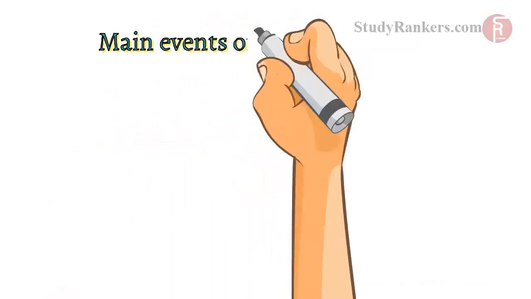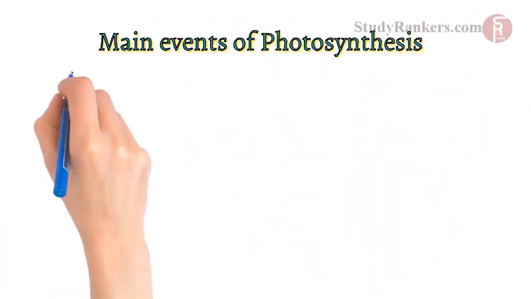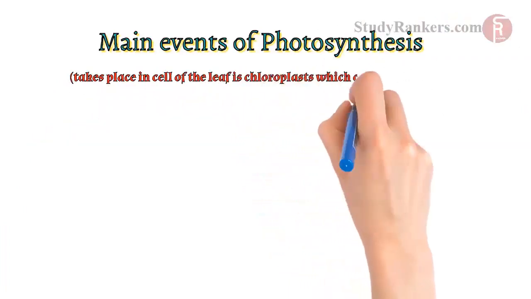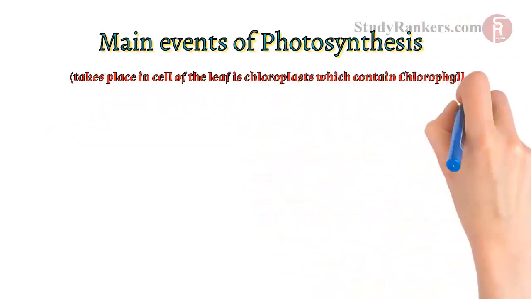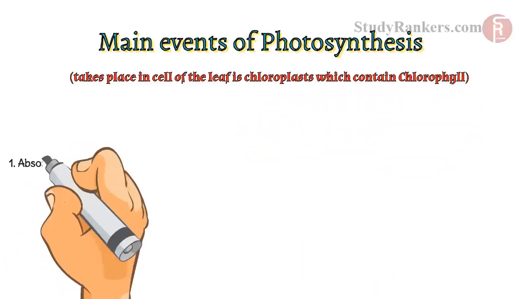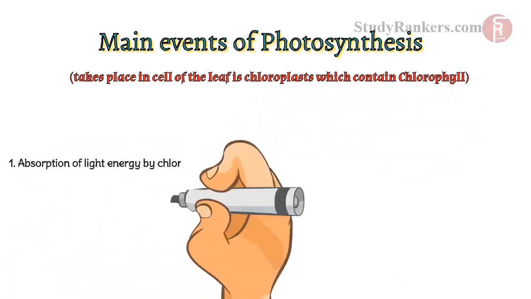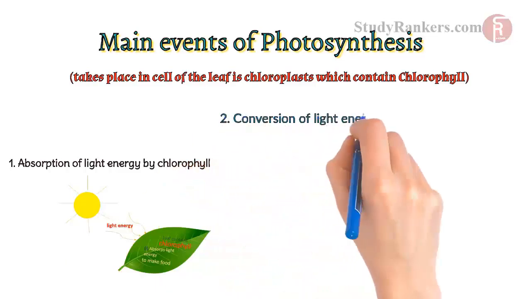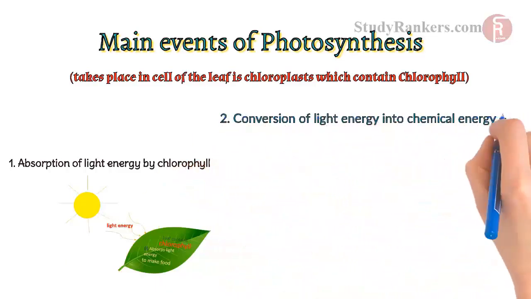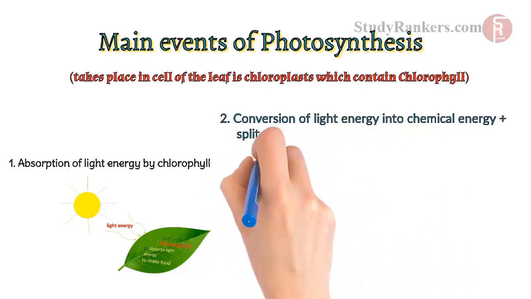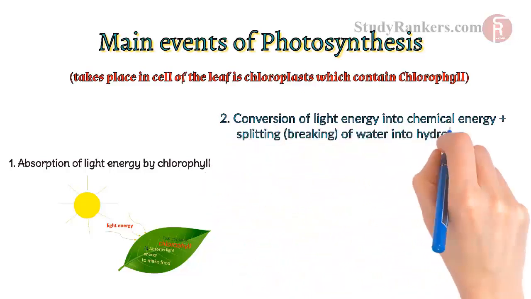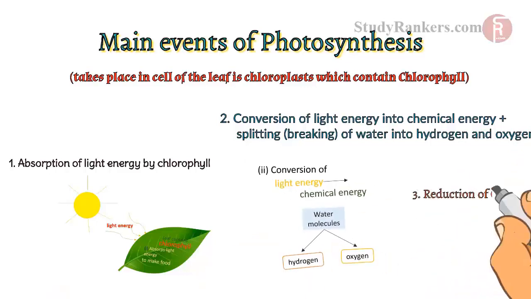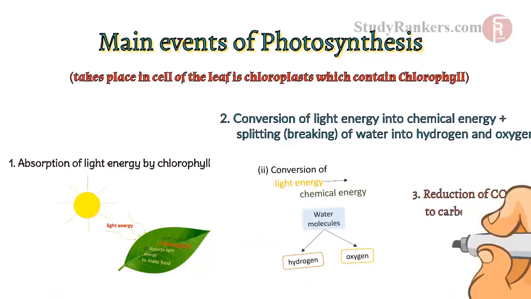The main events of photosynthesis, which takes place in the cell of the leaf, in the chloroplast, which contains chlorophyll, are: first, absorption of light energy by chlorophyll. Second, conversion of light energy into chemical energy plus splitting of water into hydrogen and oxygen. At last, reduction of CO2 to carbohydrate.